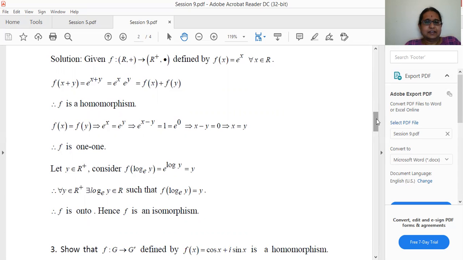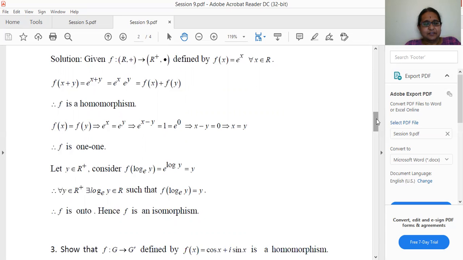And 1 can be written as e power 0. So equating the powers, we have e power x minus y is equal to e power 0. Both sides we have exponential base. So from this what we can say is x minus y is equal to 0. X minus y is equal to 0 implies x is equal to y. Therefore f is 1 to 1. Now we have to prove f is on to.